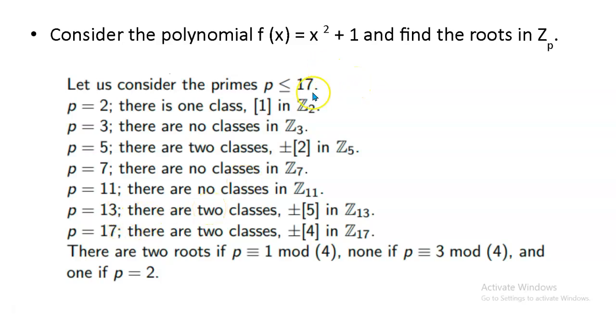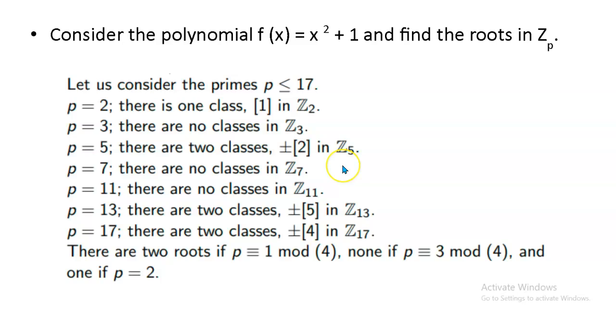For 13 we try with 4². Is it possible? 4² is 16, plus 1 is 17. No. Next when we take 5, we get 25, 25 plus 1 is 26. So yes, 26 is congruent to 0 mod 13, since 13 times 2 is 26. So again we can say there are two classes, ±5.